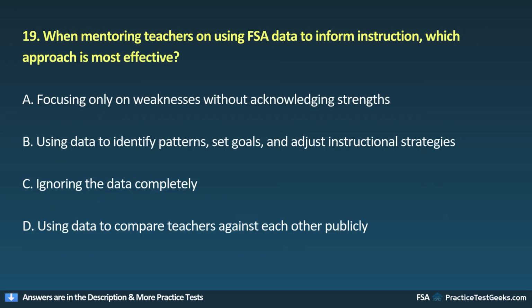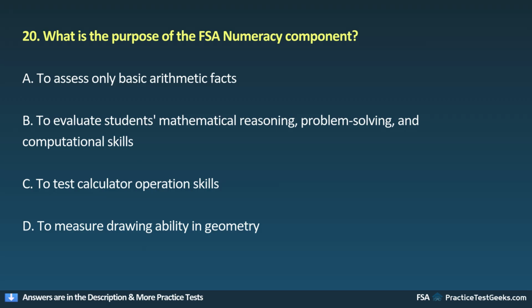19. When mentoring teachers on using FSA data to inform instruction, which approach is most effective? A. Focusing only on weaknesses without acknowledging strengths. B. Using data to identify patterns, set goals, and adjust instructional strategies. C. Ignoring the data completely. D. Using data to compare teachers against each other publicly.